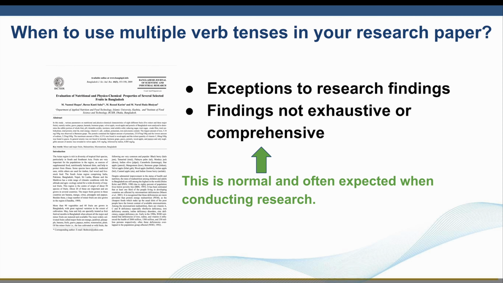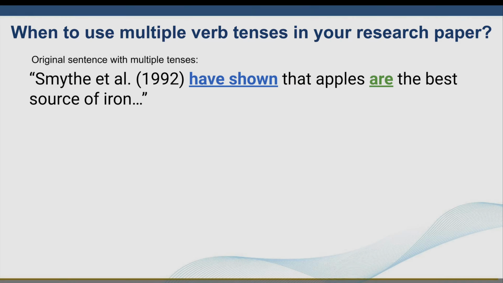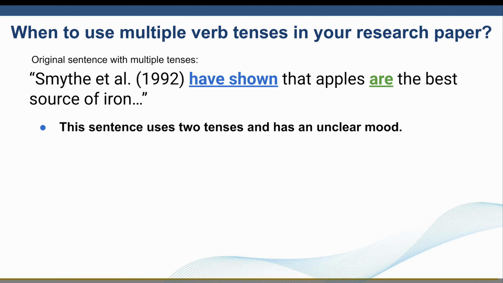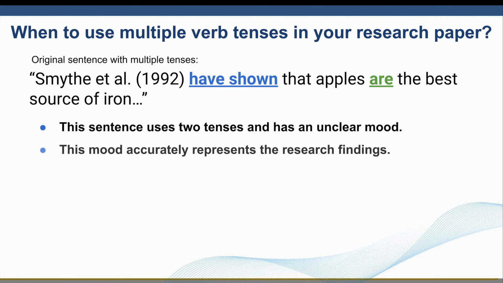So, let's take a closer look at this. In our example, we read, Smith et al. have shown that apples are the best source of iron. This sentence uses two tenses and has an unclear mood. And this mood accurately represents the findings. This is a good thing.